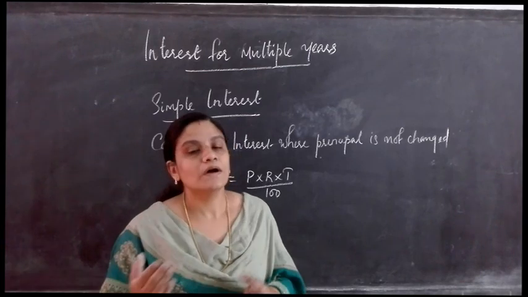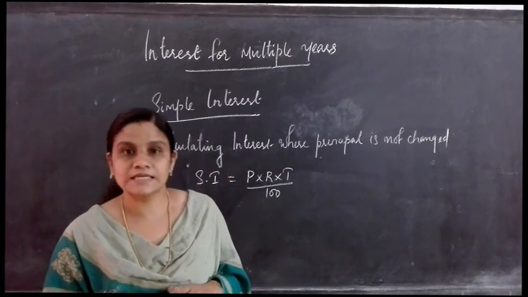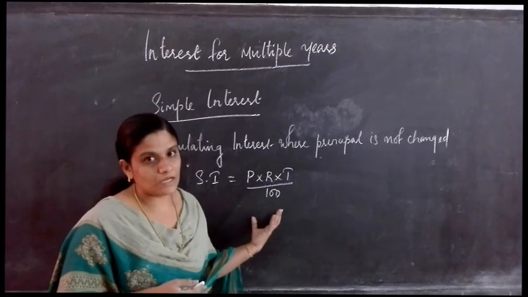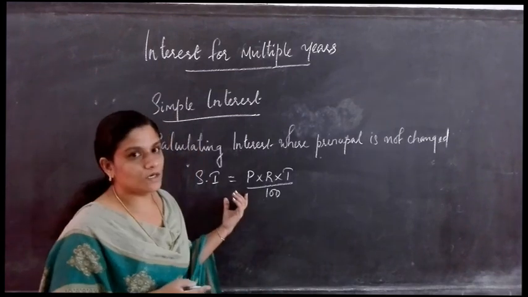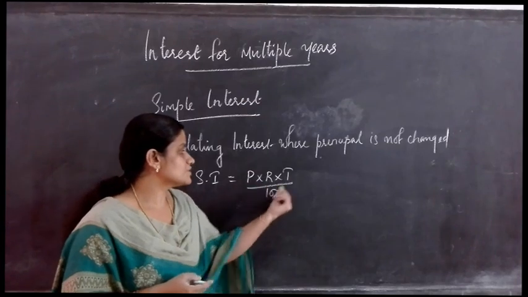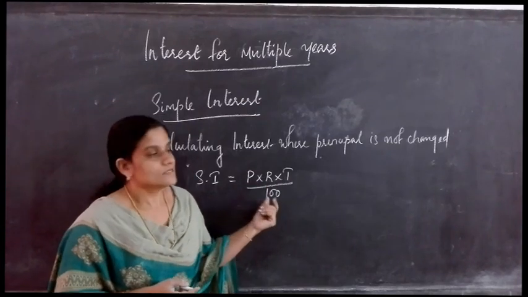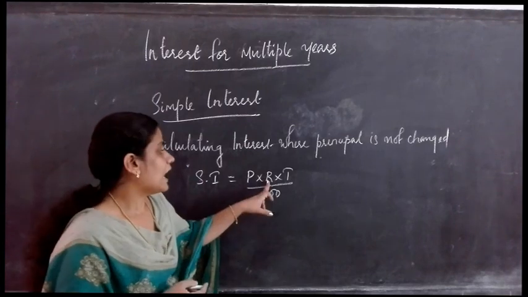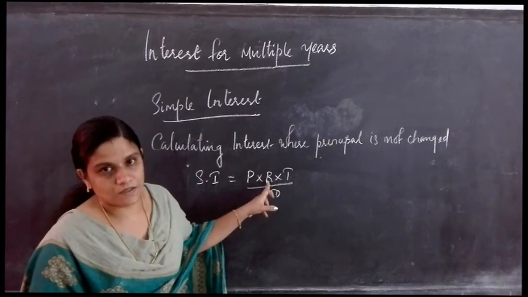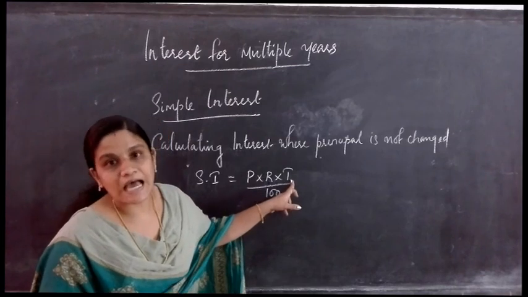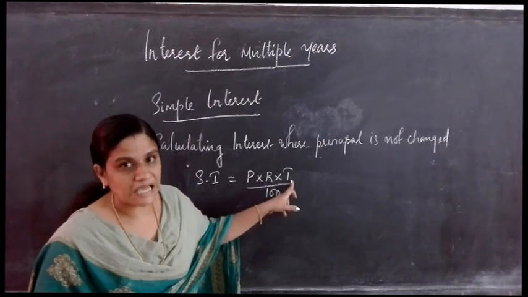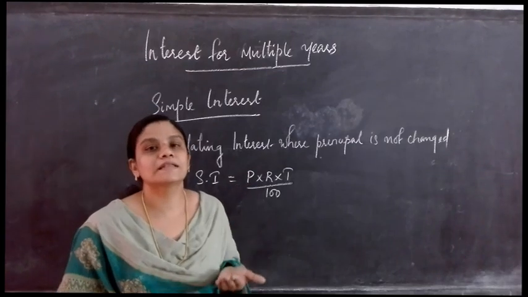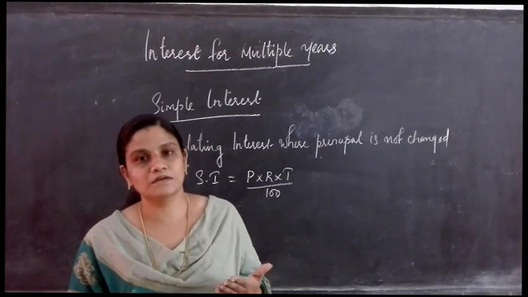So, there is a formula for finding the interest for more than 1 year, which we can apply. What is that? Simple interest is equal to P into R into T by 100. Here P stands for the principal amount. R, the rate of interest. T, the time period. How many years? The time period. Is that clear? So, using this formula, we can find the interest for 5 years, 50 years, whatever it is.